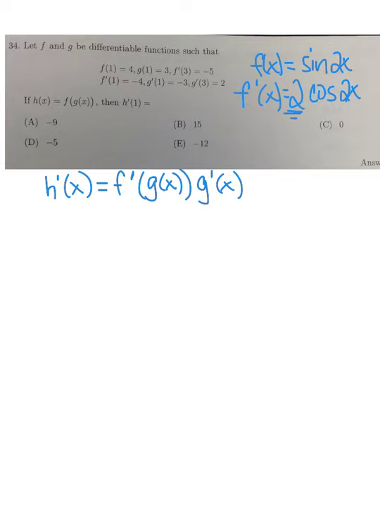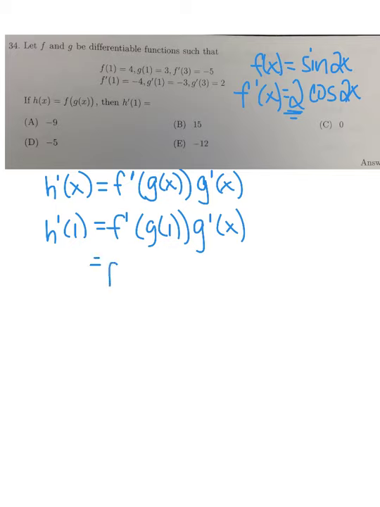All right, so then I'm just going to plug in 1 now, and let's see how we do. So h prime of 1 is equal to f prime of g of 1, and then times g prime of x. All right, so we're going to do this in a couple of steps because I'm just going to bring down that f prime and let me figure out what g of 1 is. So I'm going to go up, look up at the top there, and g of 1 is 3.